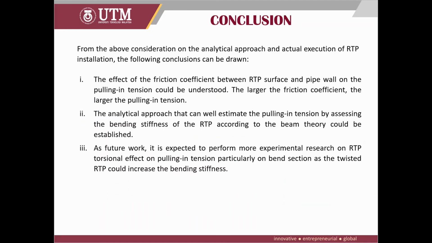As conclusion, from the above consideration of the analytical approach and the actual execution of the RTP installation, the following conclusions can be drawn. The effect of the friction coefficient between the RTP surface and the pipe wall on the pulling tension could be understood. The larger the friction coefficient, the larger the pulling tension. The analytical approach that can well estimate the pulling tension by assessing the bending stiffness of the RTP according to the beam theory could be established.